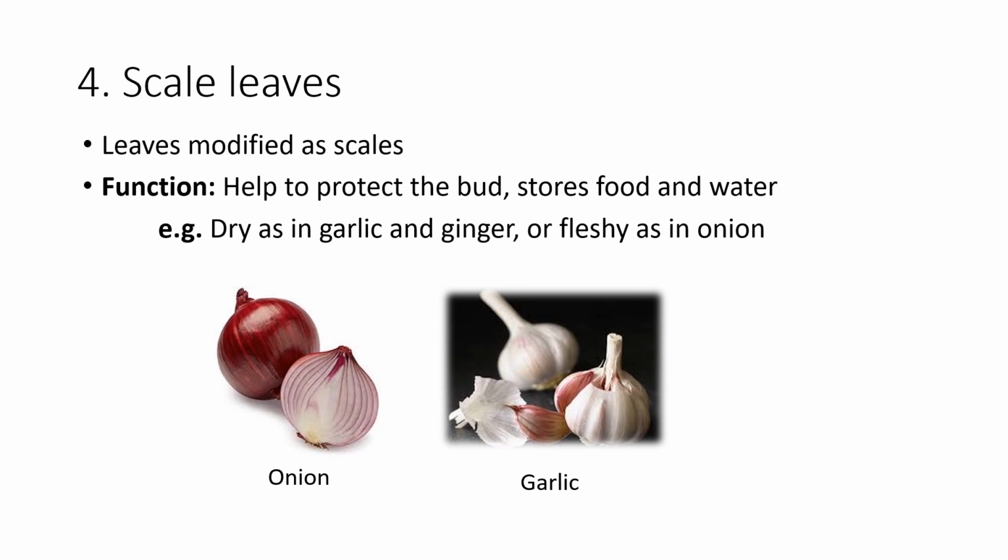Scale leaves. In some plants, the leaves are in the form of scales. This may be dry as in garlic and ginger or fleshy as in onion. Their main function is to protect the bud and also to store food and water.